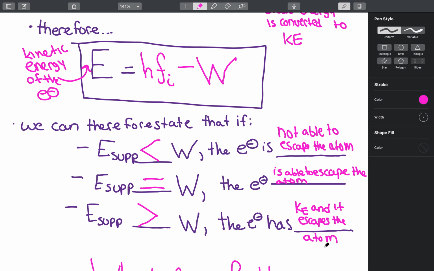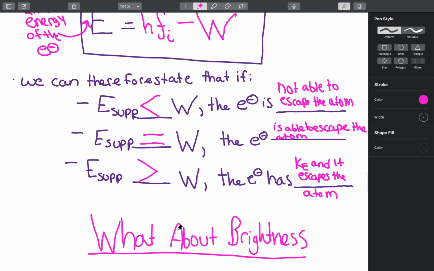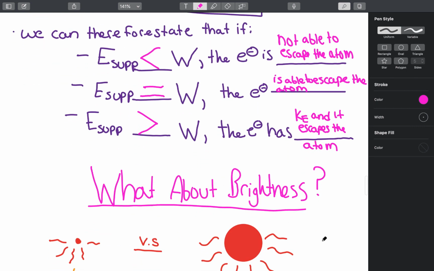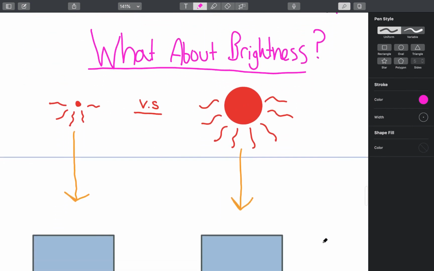So those different conditions are very important to know for general chemistry. However, if you understand where this equation comes from and the concepts associated with it, you should not have to memorize any of this. So the last topic I want to talk about is the brightness of light. Does brightness affect the energy of an electron? So let's show a little diagram here.